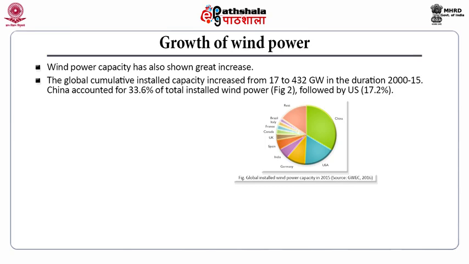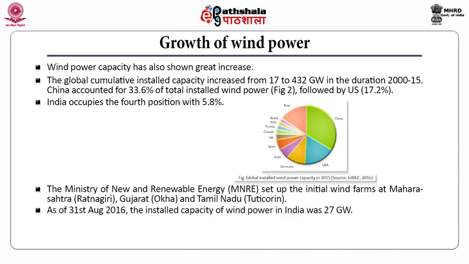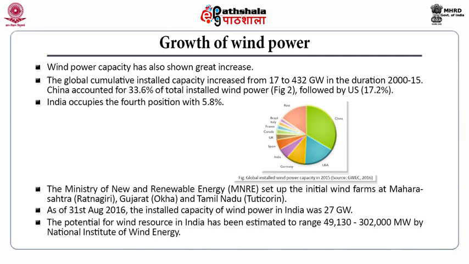The global cumulative installed capacity of wind power increased from 17 to 432 gigawatt during 2000 to 2015, and China accounted for 33.6% of the total installed wind power, followed by the US, and India's position is fourth with 5.8%. MNRE, the Ministry of New and Renewable Energy, set up initial wind farms at Ratnagiri in Maharashtra, in Gujarat and in Tamil Nadu. As of 31st August 2016, the installed capacity of wind power in India was 27 gigawatt. The potential for wind resources in India is estimated in the range of 49,130 to 2000 megawatt by the National Institute of Wind Energy.